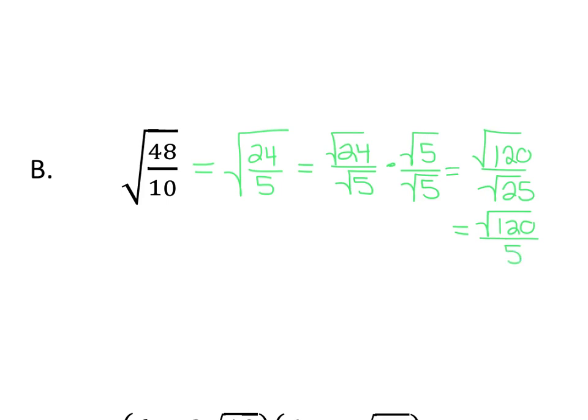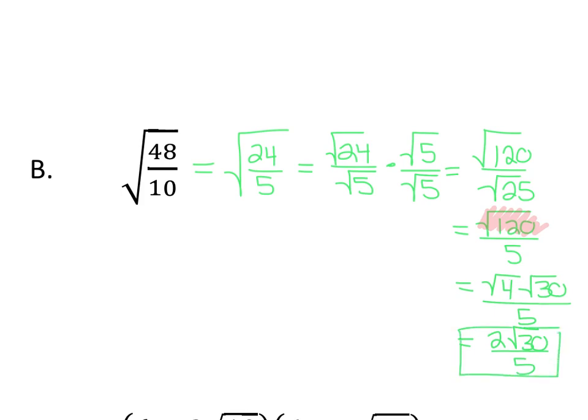Now the square root of 120 can be simplified. I have to simplify this radical. How would I do that? What perfect square is inside of 120? I know for sure 4 times 30, over 5. So now I would get 2 square roots of 30 over 5, and that's my final answer.